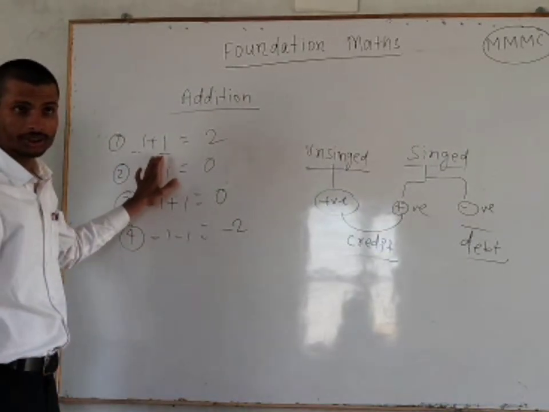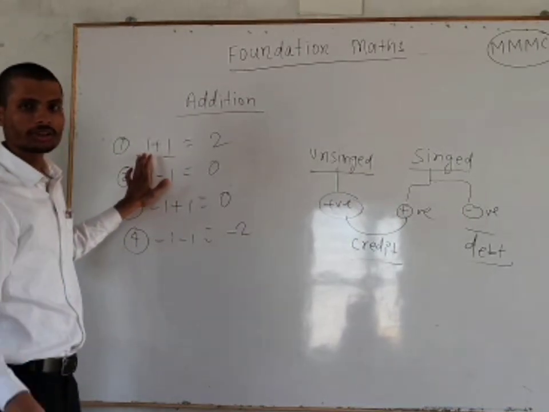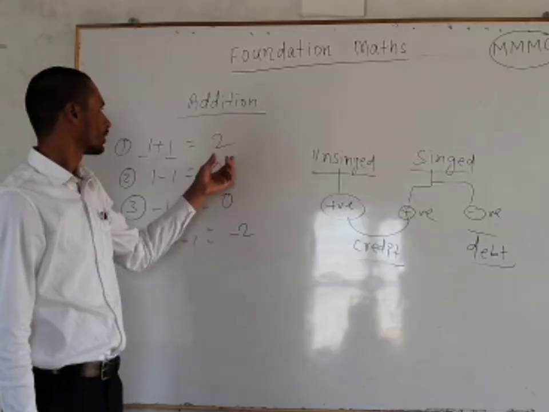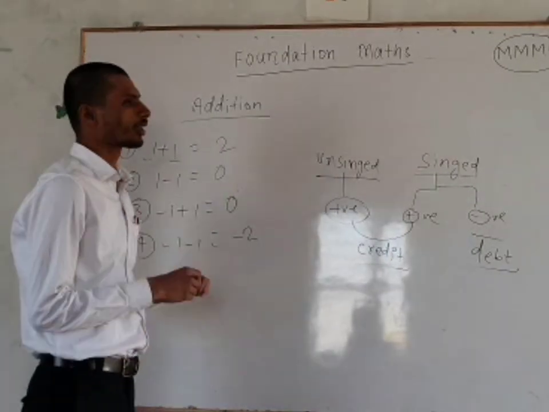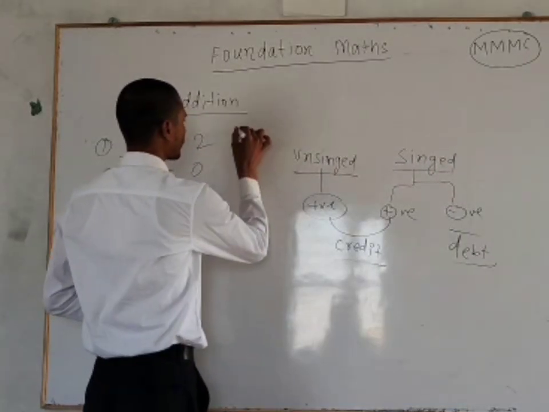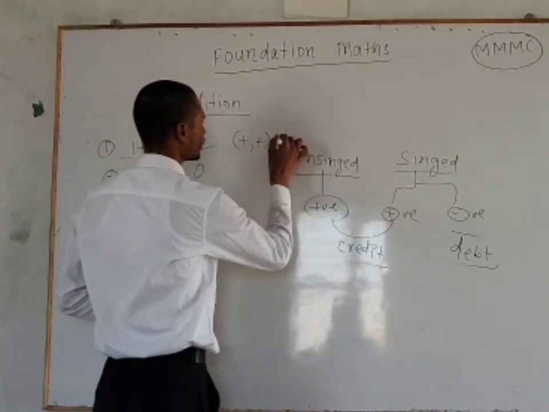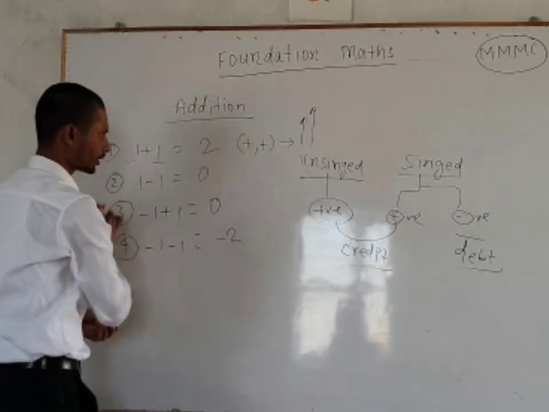In other words, in one bank account we have 1 rupee, in another bank account we have 1 more rupee. How many total rupees do you have? That is 2. So if both numbers are positive, then the total will increase.